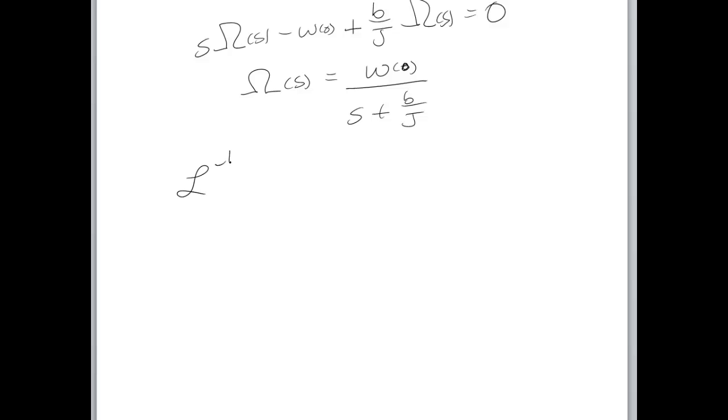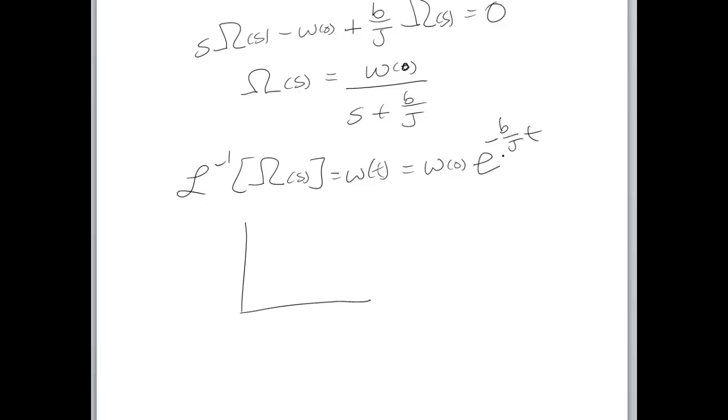You might remember that the inverse Laplace transform of this will be omega at time 0 times e to the minus b divided by j t. If we were to plot this, we see we have an exponentially decaying function. At time 0, we start at our initial condition, which is omega 0, and then at some time far in the future, when t is very large, this term will end up going to 0. So that means this angular velocity is going to do something like this. If we were to plot the solution to our differential equation, we get an angular velocity that exponentially decays over time.